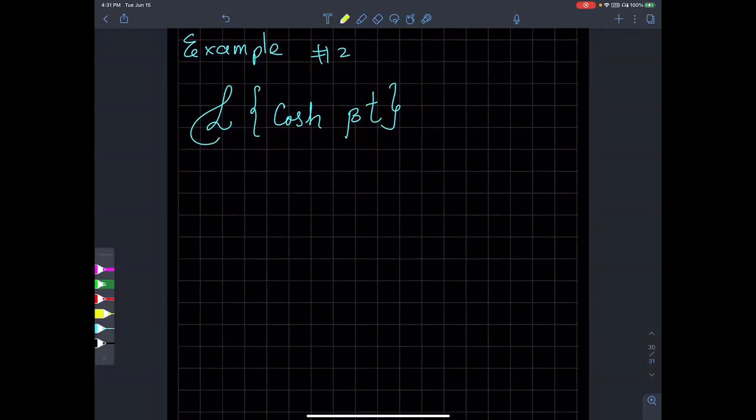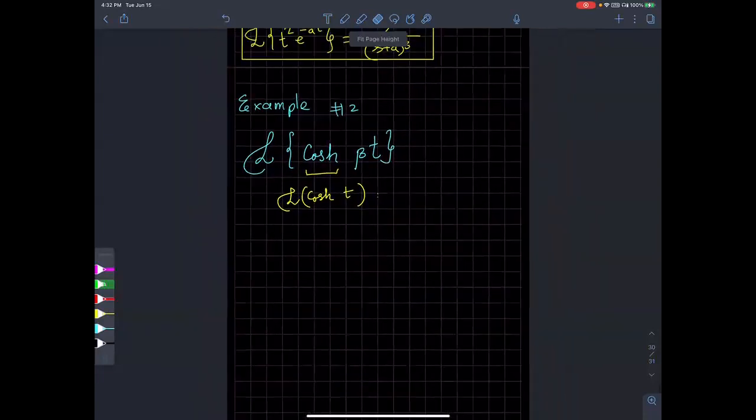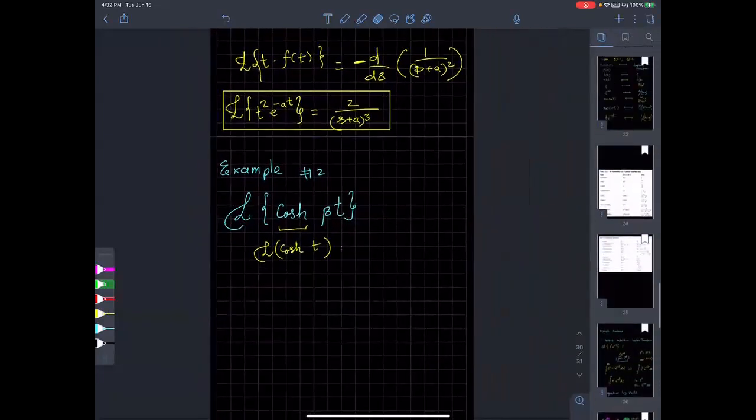Okay, we have to use a few definitions that we did not encounter so far, but these are pretty straightforward trigonometric identities. Here is how I'm going to choose to divide it. cosh of t, I'll find the Laplace transform of it. Once I find that, then scaling the time variable by a factor beta, I can do that from the table.